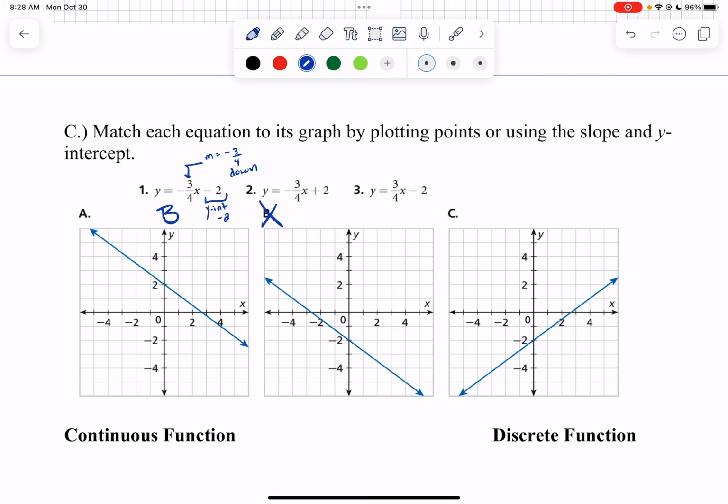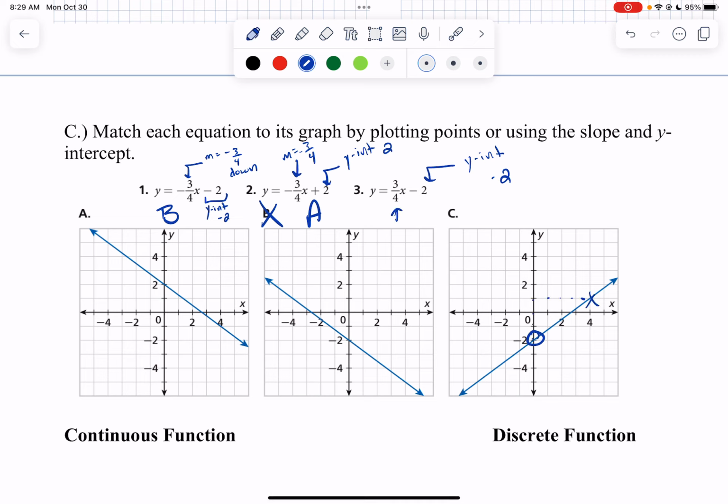Number 2, a y-intercept of 2 and a slope of -3/4. Again, it still needs to be going down, which eliminates this one. So this is the only one that's going down. It does have a y-intercept of 2, which we wanted, and it goes down 3, over 4. Yep, so this one has to be A. And this last one, a y-intercept of -2, which this one has, and a slope of 3/4, up 3 over 4. Yep, so that one has to be C.